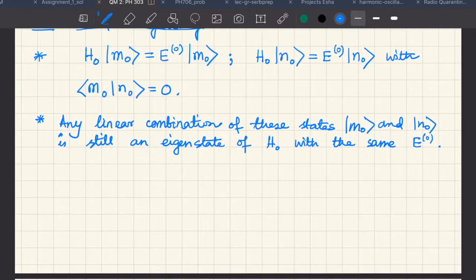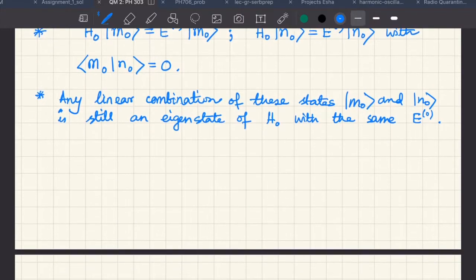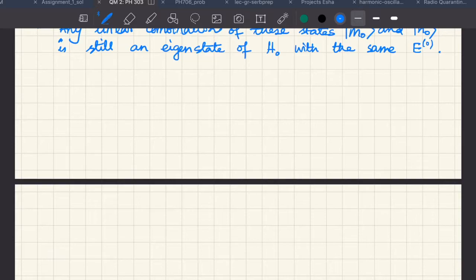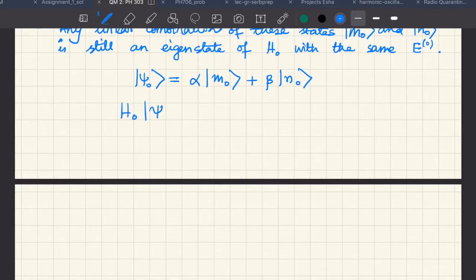That means we are having this equation |ψ0⟩. It's a general state which can be written as a linear combination of |m0⟩ and |n0⟩. But then you can show that the unperturbed Hamiltonian acting on |ψ0⟩ is actually going to give you the same energy eigenvalue and |ψ0⟩ back. This we have already seen.